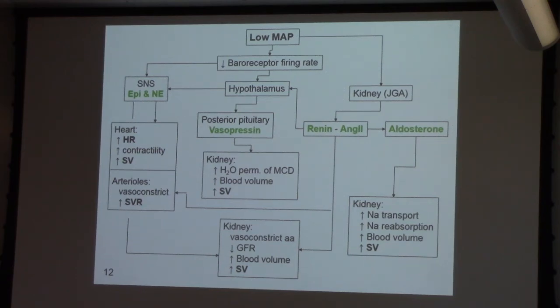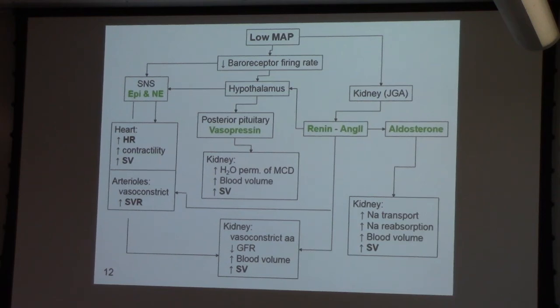What's not on here is the parasympathetic nervous system because it's turned off in a setting of low mean arterial pressure. Questions about this flow chart? I can walk through this whole thing using words instead of names and arrows.